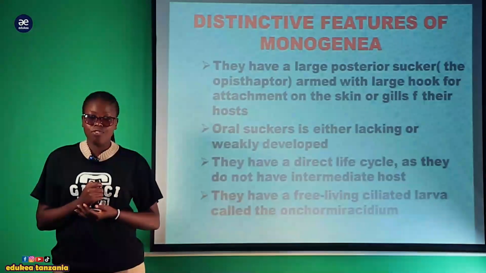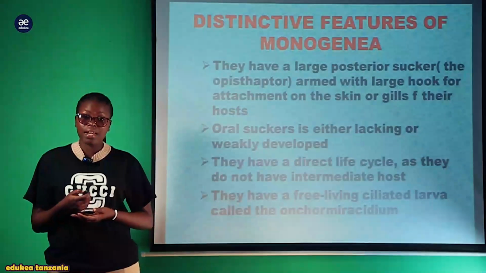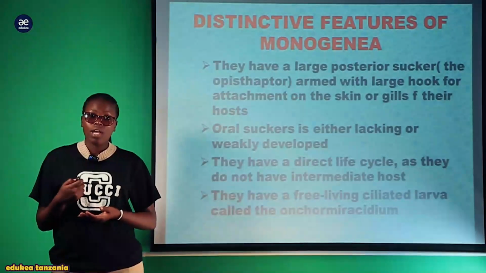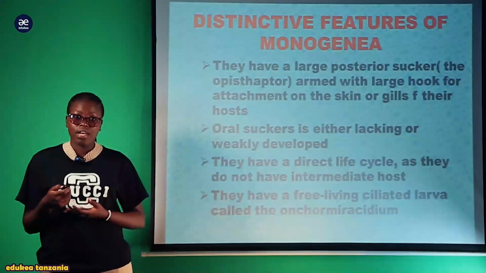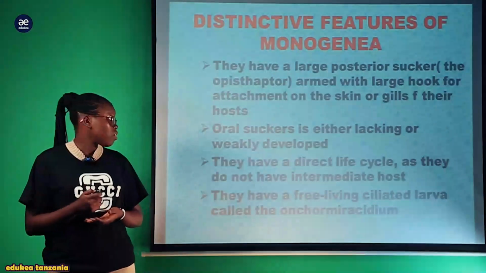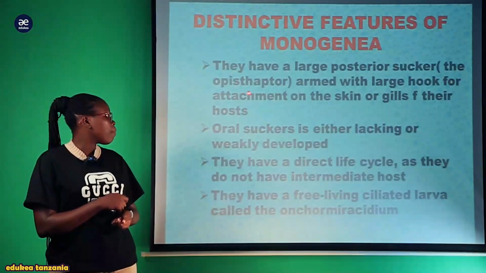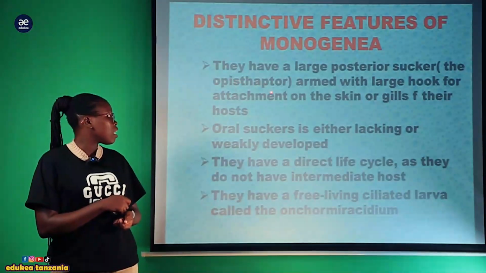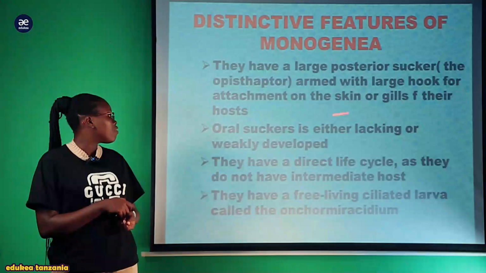Now the distinctive features of class Monogenea. As we saw with the Turbellaria, the Monogenea have their features which distinguish them from other classes of the phylum Platyhelminthes. They have a large posterior sucker called opisthaptor, which is armed with large hooks for attachment on the skin or gills of their host.